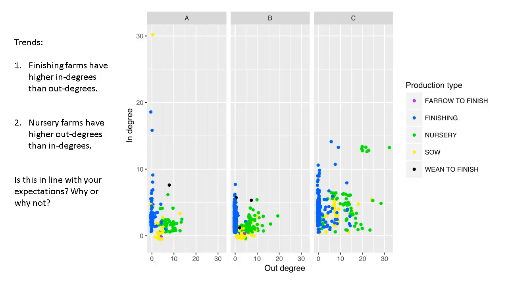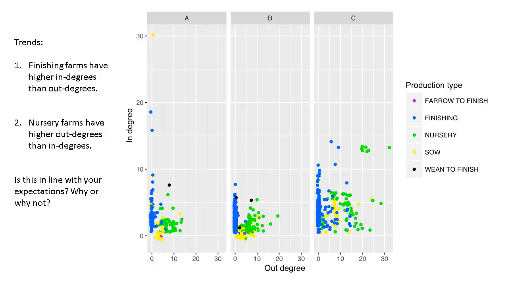Those are probably finishers. This does not include movements to slaughter, by the way. And the y-axis is in degree. So if we look at this farm here, it has 8 outgoing contacts and around 6 incoming contacts. That nursery is receiving pigs from 6 other farms during this 1 year. So the first thing you can see here are all kind of obvious patterns.